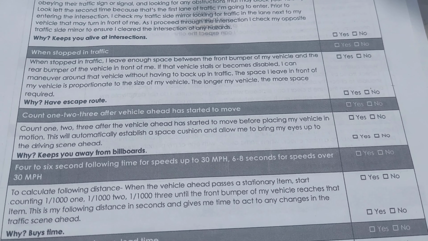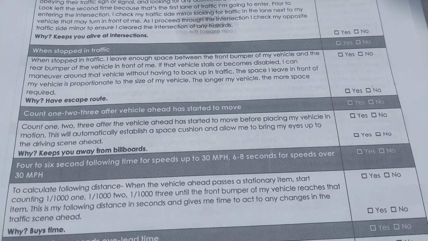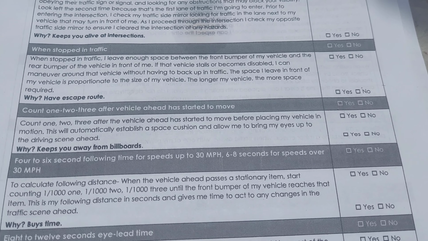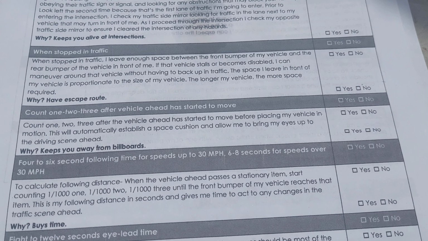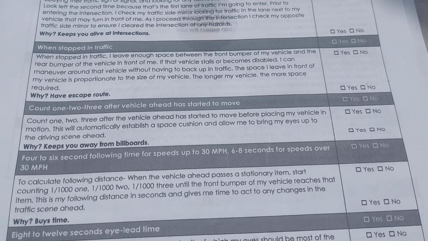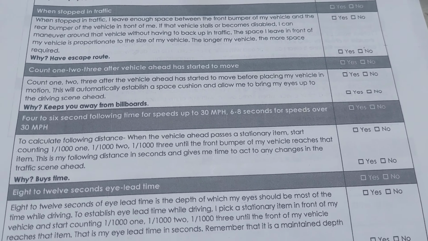Count 1, 2, 3 after the vehicle ahead has started to move before placing my vehicle in motion. This will automatically establish a space cushion and allow me to bring my eyes up to the driving scene ahead. Why? Keeps you away from billboards.